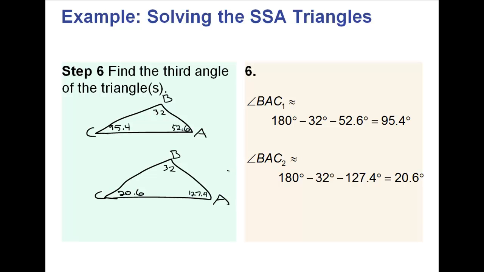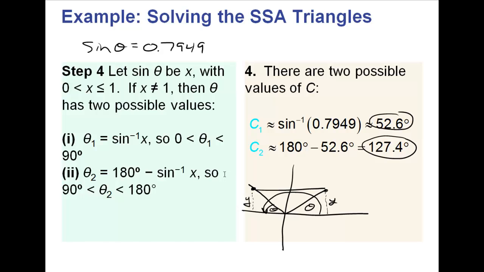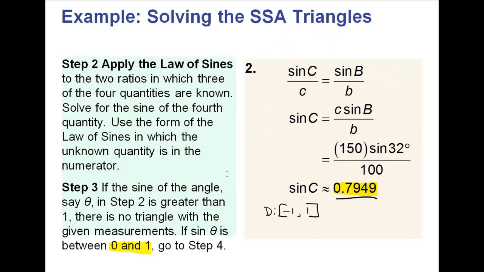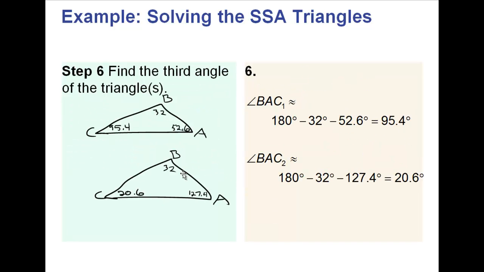They also gave us, I believe, the side opposite B, right? Let's go back up and remind ourselves. We had 100 for B and 150 for C. And now you can see that we can solve for this unknown A in both triangles.